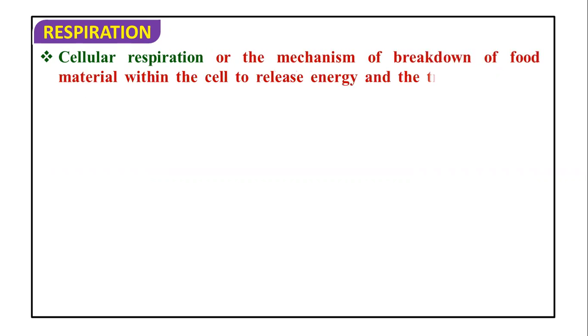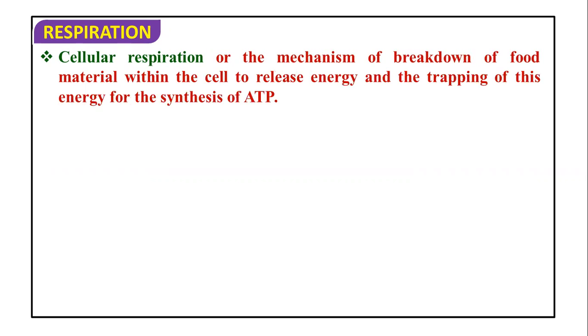So cellular respiration is the mechanism of breakdown of food material within the cell to release the energy and the trapping of this energy in the synthesis of food. So what is going to happen in cellular respiration? There is a breakdown of food within the cell, the energy is released, and that is ultimately used in trapping this energy for the synthesis of food.